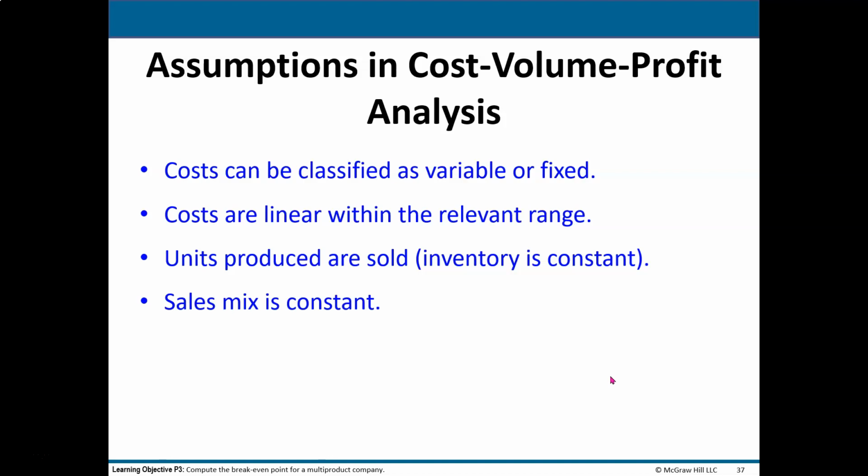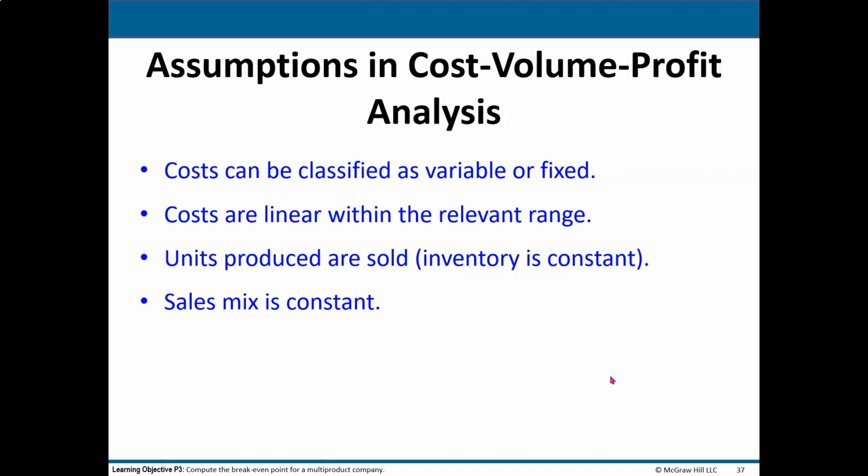We also make the assumption that units produced are also sold, so that our inventory is going to remain constant. We're not having a fluctuation of inventory levels because the units produced are the number of units sold. Now this breaks down a little bit if my units produced are not equal to my units sold. And we'll get that in a little bit here.